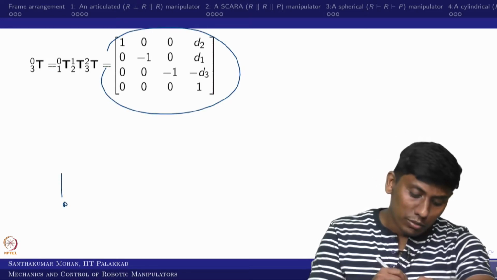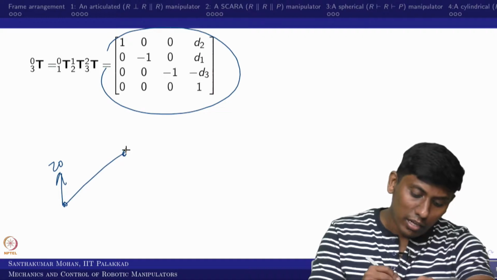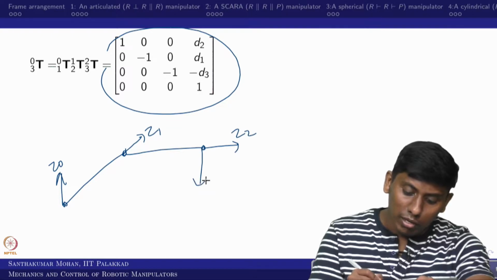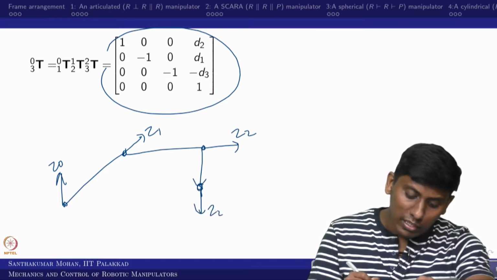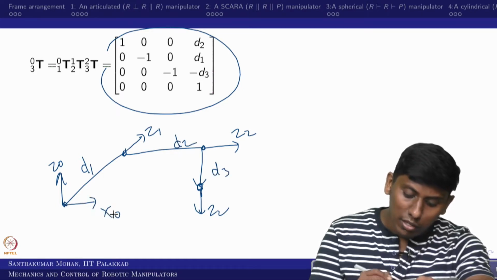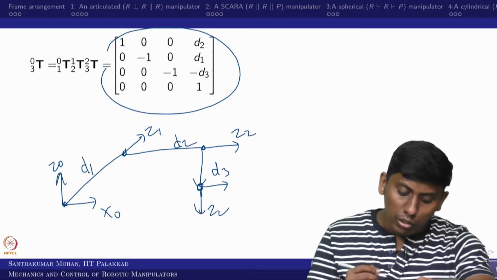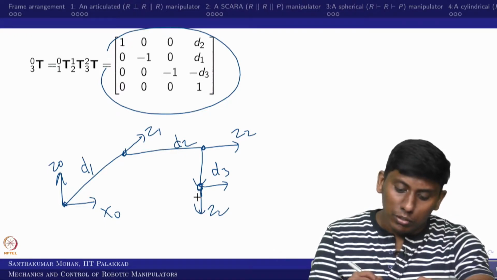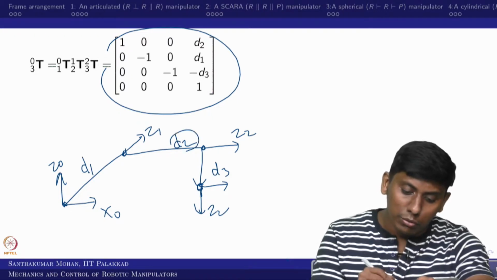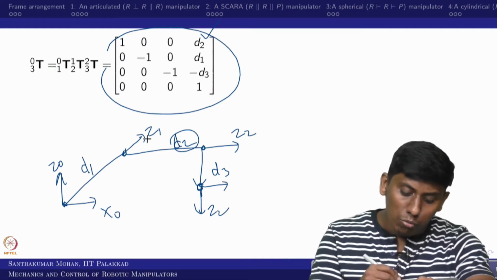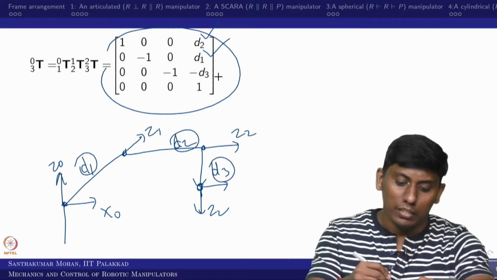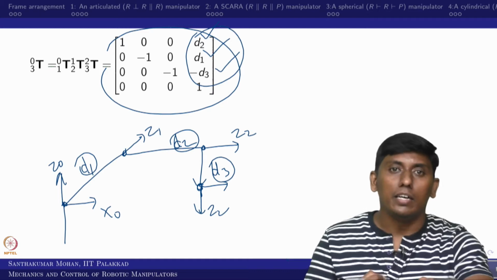So what we did: this is z0, and this is z1, and this is z2, and this point is z3. So d1, d2, and d3, and this is x0, right. Now based on this configuration, what can one see? Obviously the x displacement along x0 is d2. Along y, d1 is coming. Along z it is the opposite direction, minus d3. So the position vector side it is true.